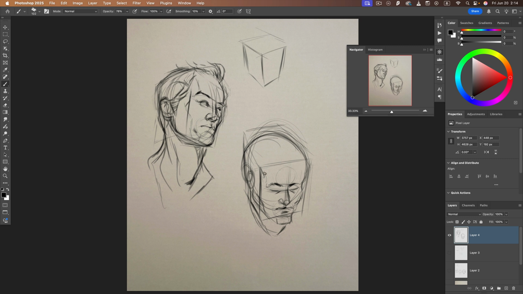Okay, I guess I should give him some hair or something like that. Okay. So, oops. See? Made a mistake. But sorry. There we go.